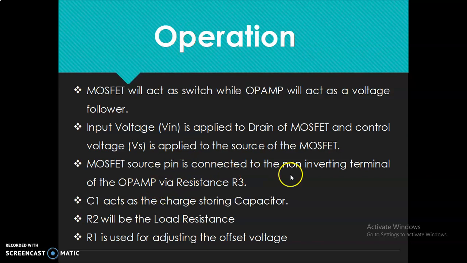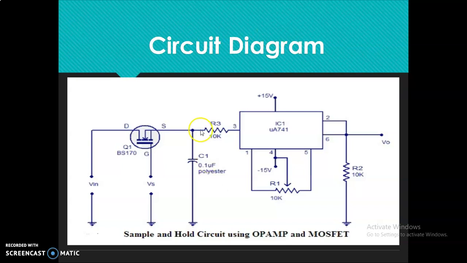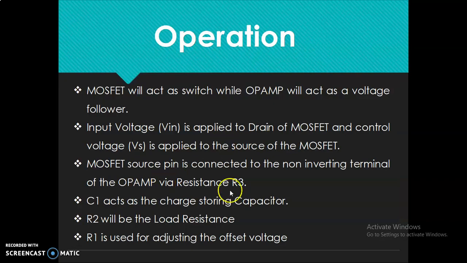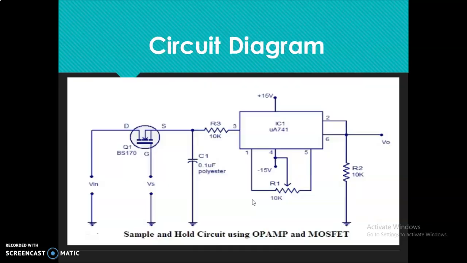MOSFET source pin is connected to the non-inverting terminal of the operational amplifier via resistance R3. Here you will find that it is connected to the operational amplifier through resistance R3. C1 acts as a charge storing capacitor. This is the capacitor. Its value is normally 0.1 microfarad. It is of the polyester type and it is used to store the charge.